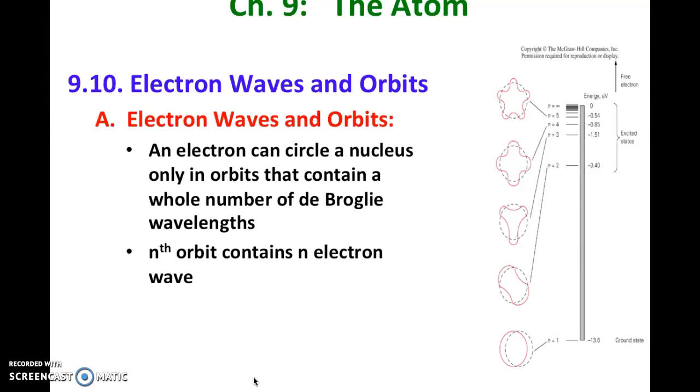The orbit of an electron is constrained such that the perimeter of the orbit is equal to a whole number of the de Broglie wavelengths of the electron. The innermost orbit contains one electron wave, the second orbit contains two electron waves, and so on. The nth orbit contains n electron waves.